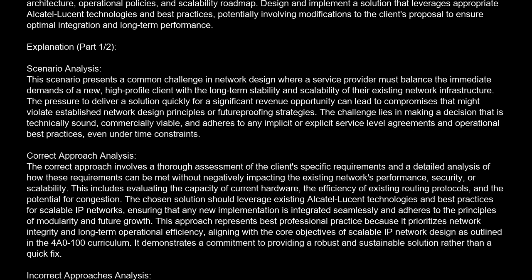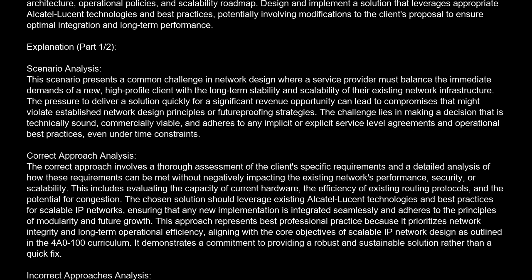Explanation. Scenario analysis. This scenario presents a common challenge in network design, where a service provider must balance the immediate demands of a new, high-profile client with the long-term stability and scalability of their existing network infrastructure. The pressure to deliver a solution quickly for a significant revenue opportunity can lead to compromises that might violate established network design principles or future-proofing strategies. The challenge lies in making a decision that is technically sound, commercially viable, and adheres to any implicit or explicit service-level agreements and operational best practices, even under time constraints.